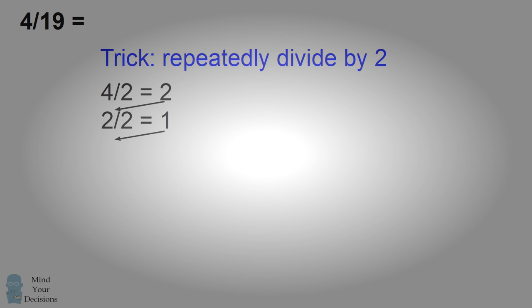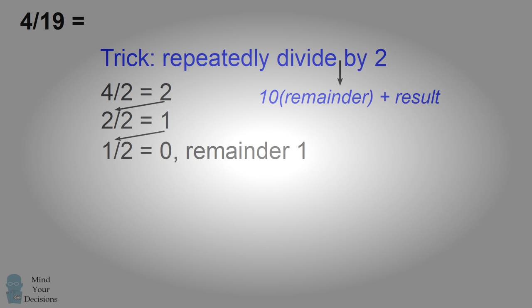So 1 divided by 2 is equal to 0, but now we have a slight complication where we have a remainder of 1. When we have a remainder, we need to slightly modify our procedure. We need to join the remainder with the result to get the new value to divide by. So we take 1 and 0 to get the new value of 10. Mathematically, this is the same thing as saying take 10 times the remainder and add the result. So 10 times 1 is equal to 10, plus 0 is equal to 10.